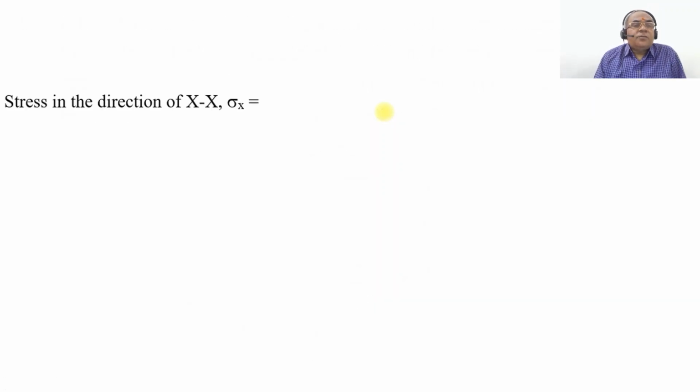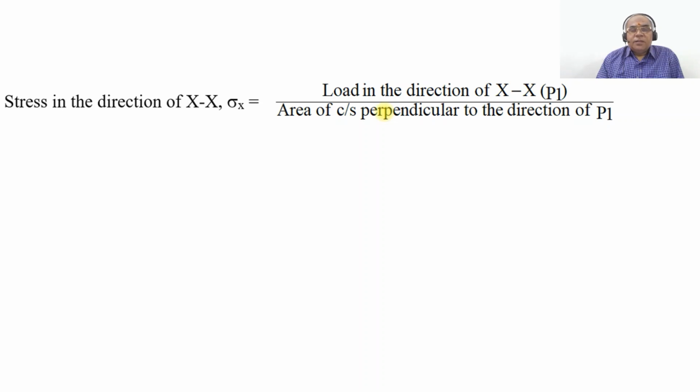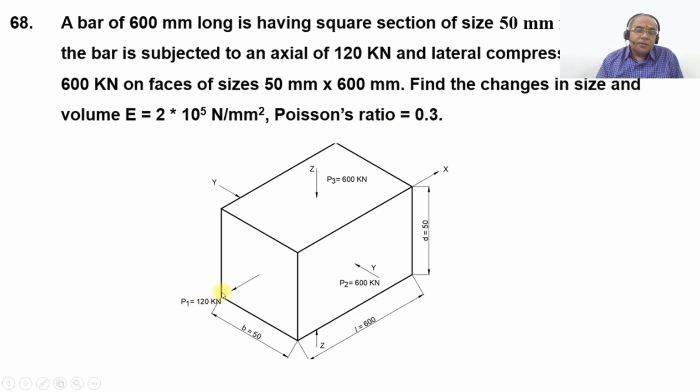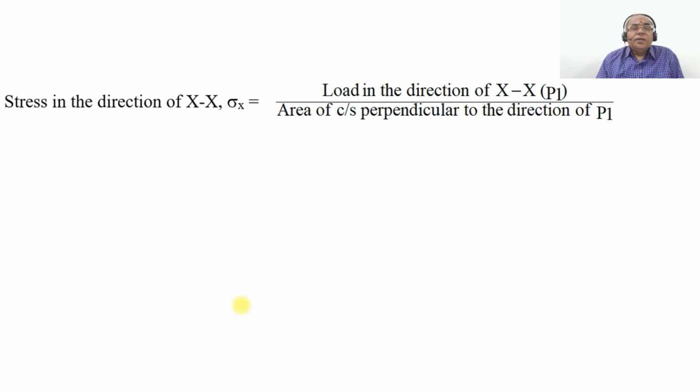Now to find out, what is the stress in the direction of x? That is the load in the direction of x, that is P1, divided by the area of cross section perpendicular to the direction of P1. So what is the load? We are talking about the load as 120 kilonewton acting along the direction of x, perpendicular to the area of cross section, which is 50 by 50. So here sigma x will be 120 into 10 to the power of 3 by 50 into 50. On simplification, you are going to get this value as 48 Newton per mm square, which is tensile.